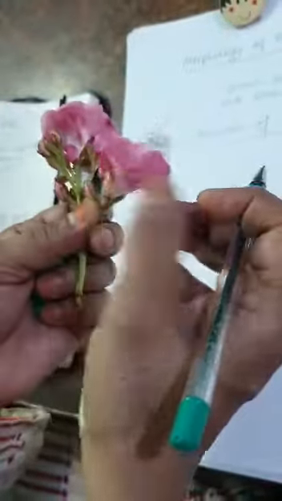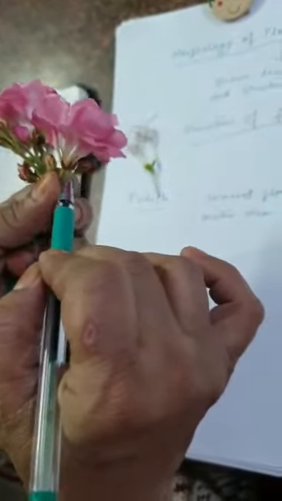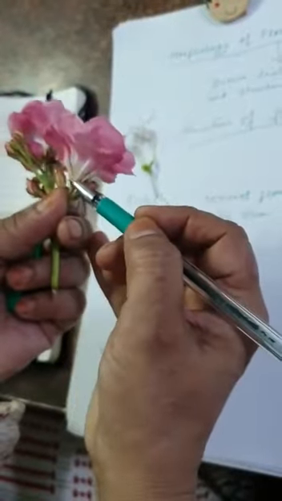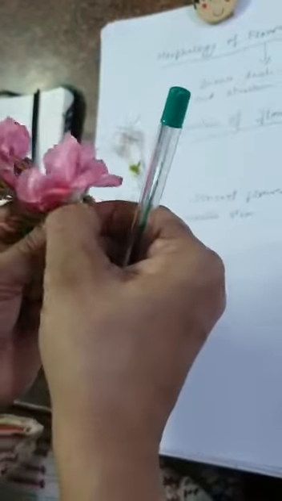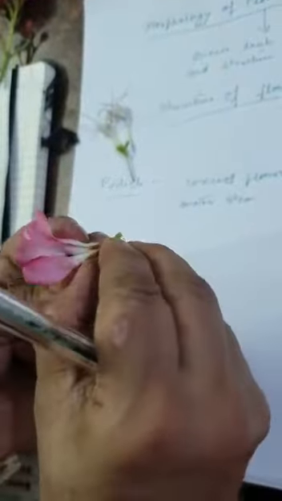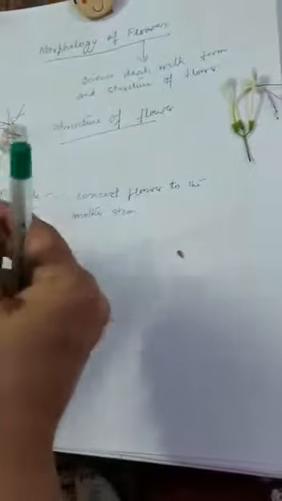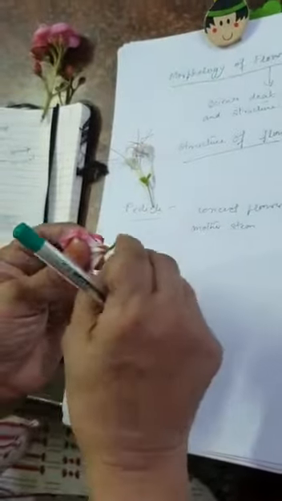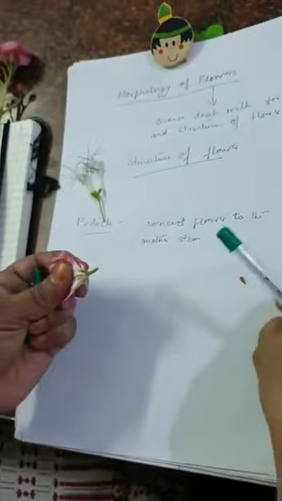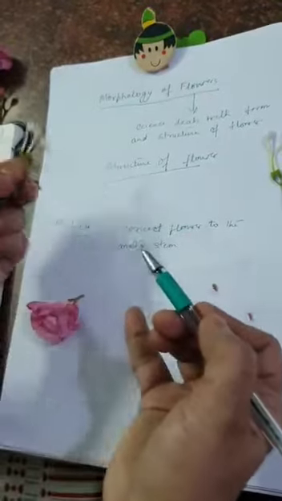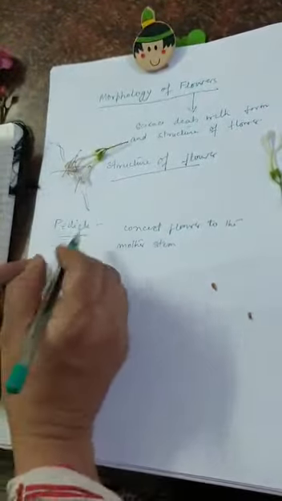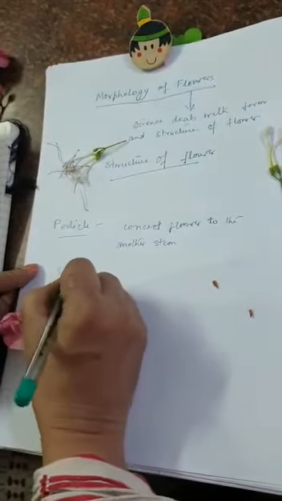Then come to the next part. The flower consists of 4 parts. Number 1 is these small leafy structures. Take one flower, it is easy to understand. Many leafy parts are there. Take another flower. These small leafy parts are known as sepals.